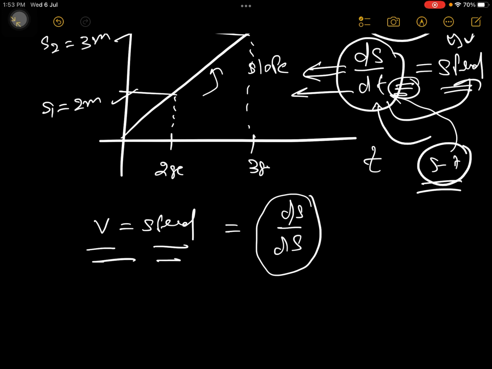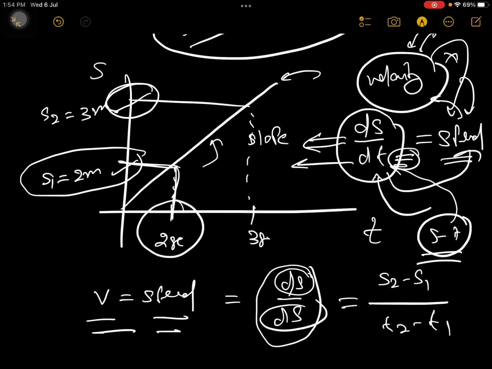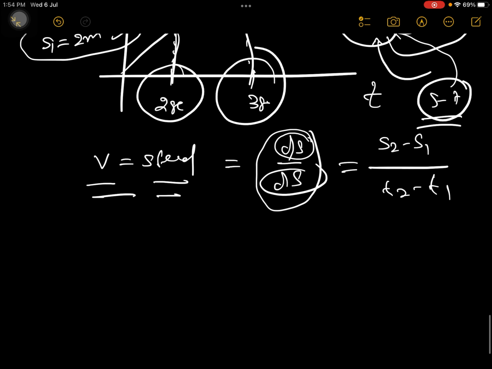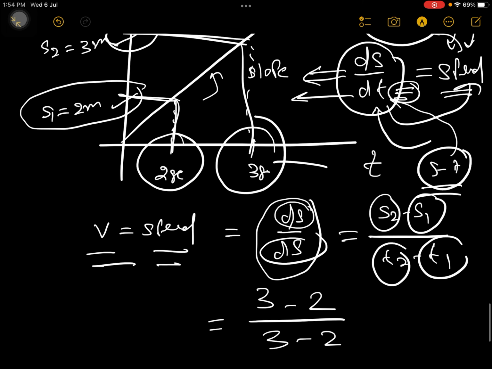What is given? A graph is given. So what will you do? You will write this term as s2 minus s1, and this term as t2 minus t1. From the graph, if you take this as s1, then exactly this line you will take as t1. This one you take as s2, so exactly this one you take as t2. So what is your s2 value? S2 value is 3. What is s1 value? S1 value is 2, divided by 3 minus 2, because t2 is 3 and t1 is 2.